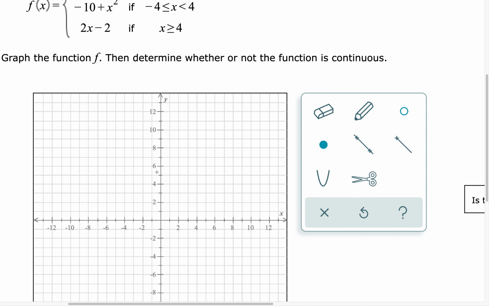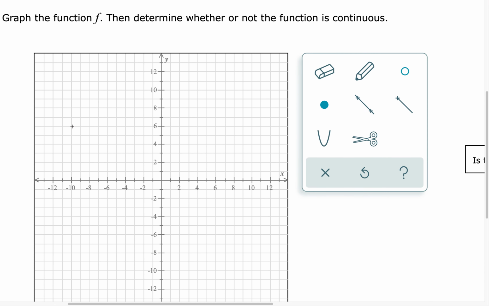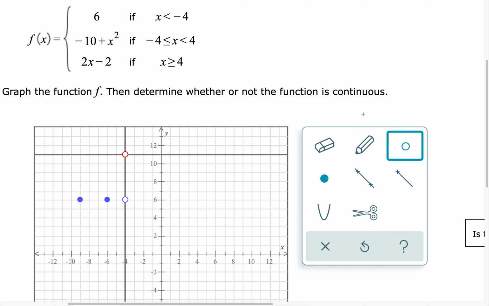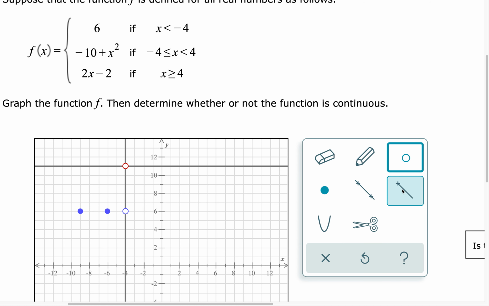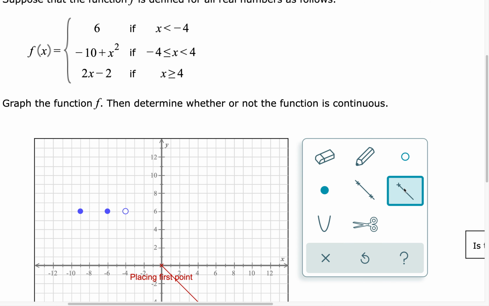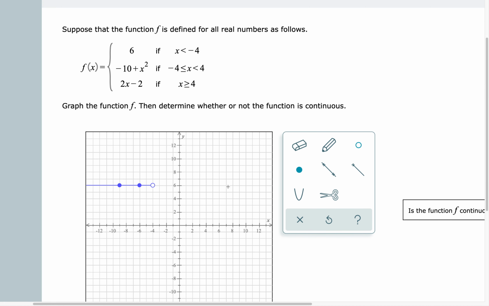So we have at y is equal to 6. So I have like maybe negative 10, 6. And say like maybe negative 6, 6. And we have an open circle at 4. And if I were to take what I have here and establish this line segment, so I click this twice and placing second point. Okay, so I have this particular strip.